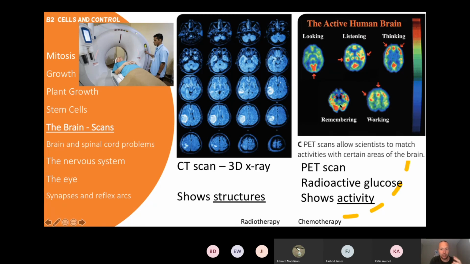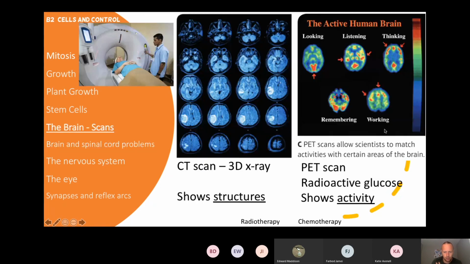And we can put that together. So this is how we know that there's visual centers in the brain and parts of the brain that understand speech and language, parts of the brain that light up when you taste something sour. So we know that because of PET scanning.